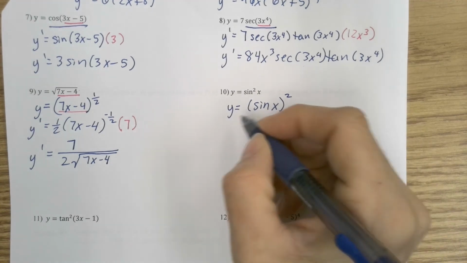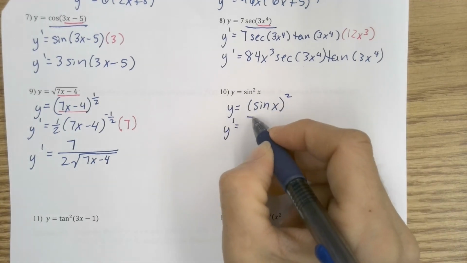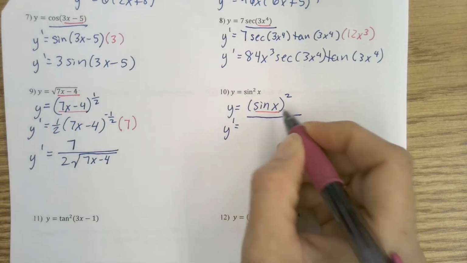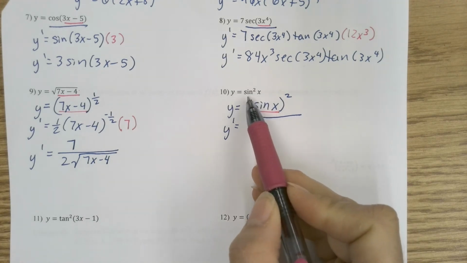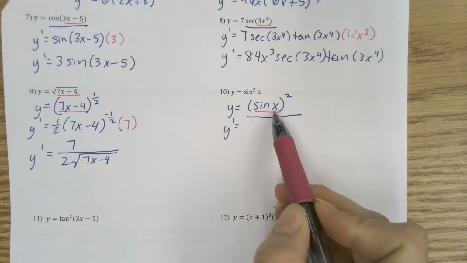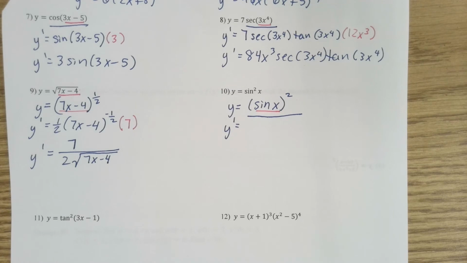So we're going to apply our power rule here. So this is y prime, and my outer function is the squared expression. My inner function is the sine x, and it is very easy to accidentally reverse that order. So rewriting it in this form of the trig expression to a power makes it a little bit easier to see which one's the inner function, which one's the outer function.